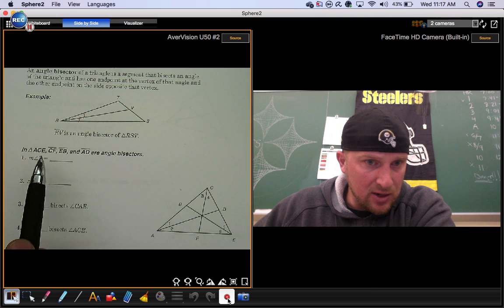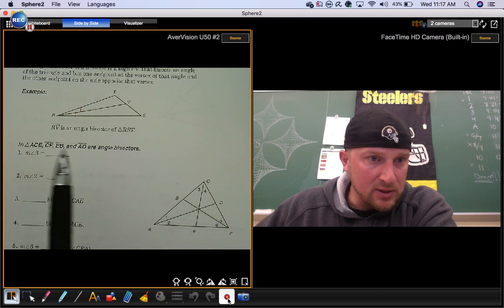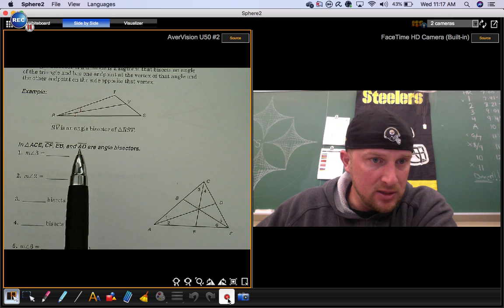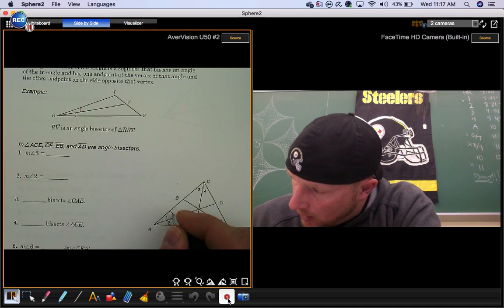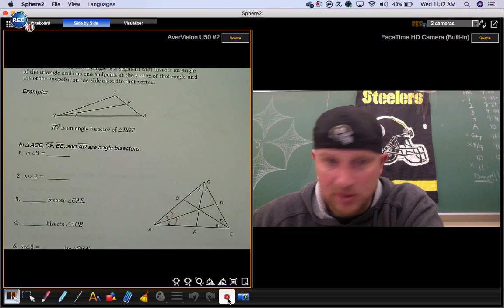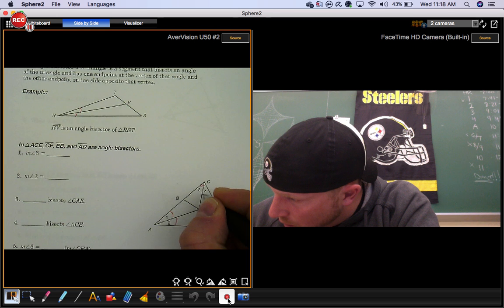So in this diagram, triangle ACE, these three segments, segment CF, segment EB, segment AD, are angle bisectors. So here's what that means. Angle 1 and angle 2 are the same. Angle 3 and angle 4 are the same.